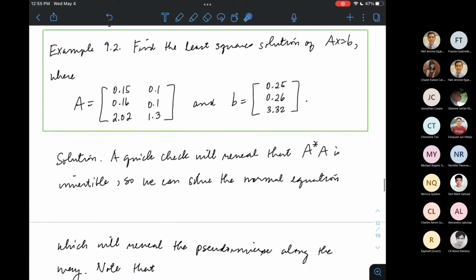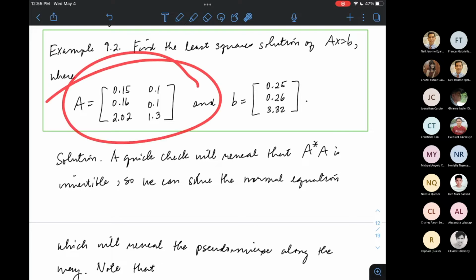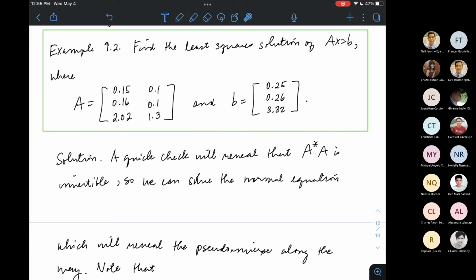Take, for instance, example 9.2. So in example 9.2, we have here a 3x2 coefficient matrix, and we have a 3x1 right-hand side vector. So meaning we're looking for a 2x1 solution vector. Okay? So dahil ito ay rectangular, i-diretso na natin, compute na natin yung pseudo-inverse.